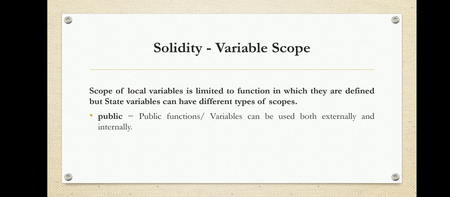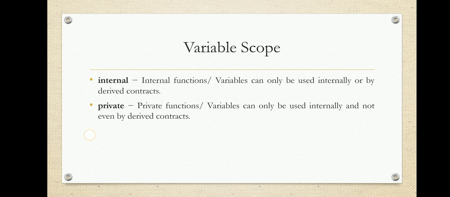Then we will discuss the scope. Solidity variables have different scopes. Here you need to understand that the scope of a local variable is limited to the function in which it is defined. We cannot use local variables everywhere; we can use them within the function only. But state variables can have different types of scopes. We have three scopes here: public, internal and private. When we declare variables as well as functions as public, they can be used both externally and internally.